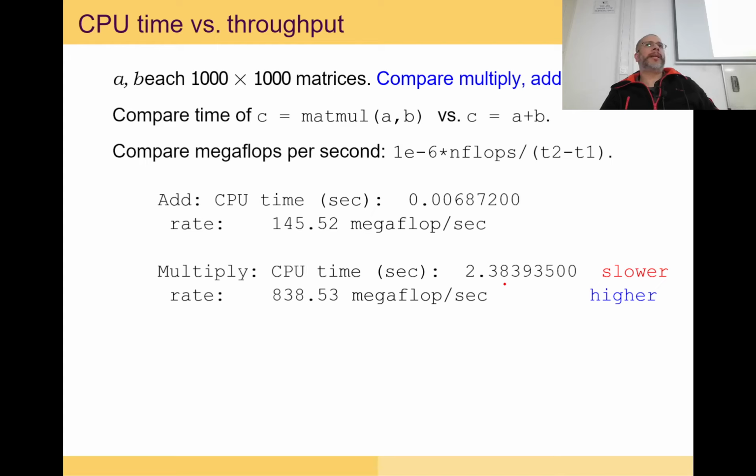If you think about it, in addition you have a total of n squared elements in C, so you are doing n squared additions, so that's n squared operations. But if you think about multiplication, you have n cubed operations here, because for each element of C to be calculated, you have n operations that are being carried out.